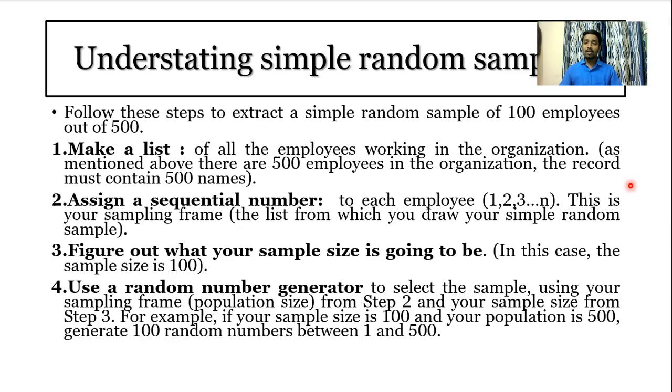So how are we going to generate these numbers between 1 and 500? We will choose 100 numbers between 1 and 500. It can be 1, 10, 15, 200, 300, 210, 220, 230. Like this, we will choose 100 numbers between 1 and 500.